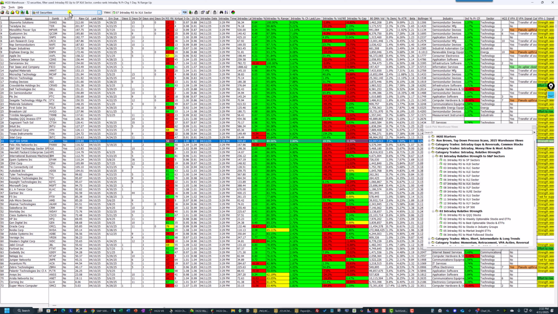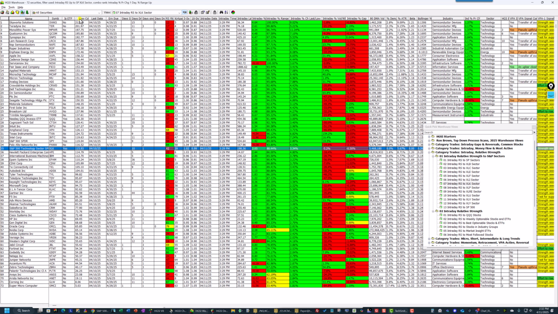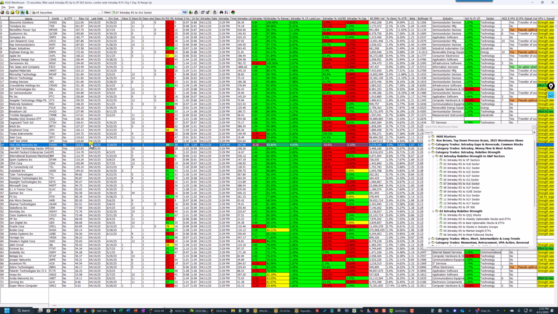Or let me sort here. Here's the sector itself. Just highlight that. I sorted on ETF, and then I resorted on the combo, and all of 34 stocks are outperforming the index.